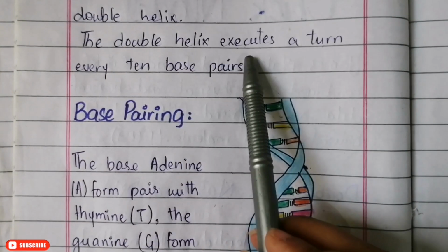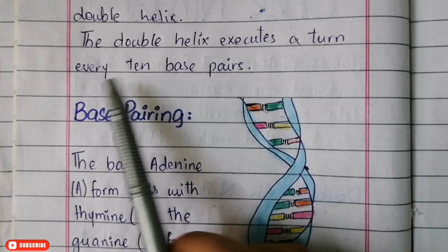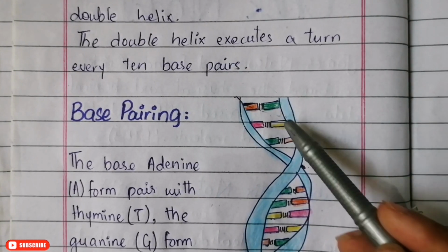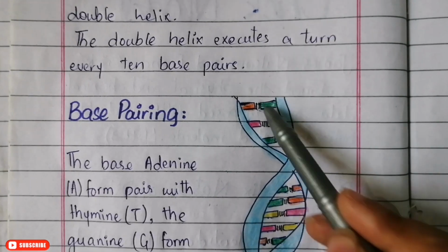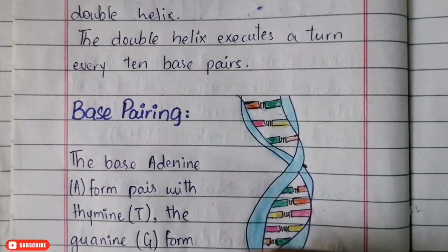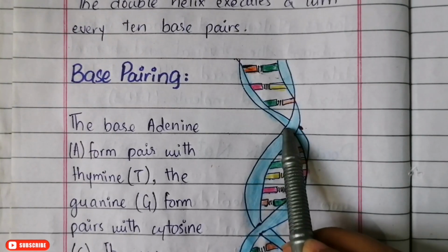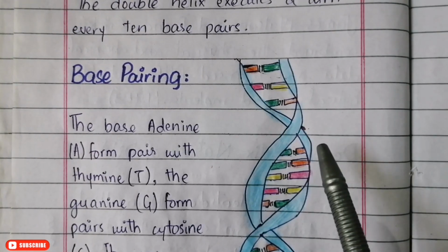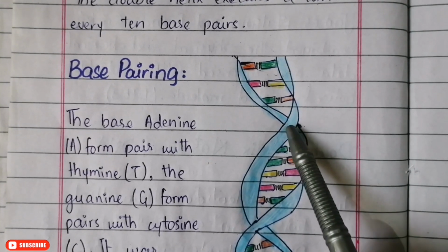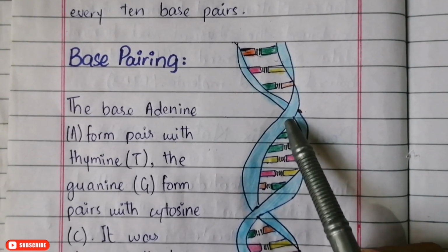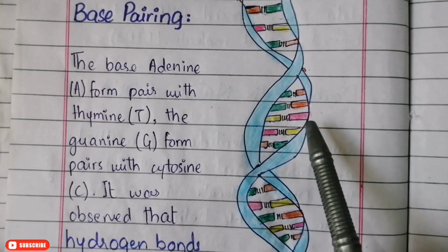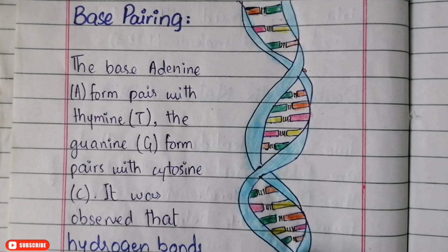The double helix makes one turn every 10 base pairs. So basically after every 10 base pairs, like 1 base pair, 2 base pairs, 3 base pairs, there is a turn in the double helix. This is a very interesting fact: after how many base pairs there is a turn, or a twist, in the structure of the DNA strand. So after every 10 base pairs there is a turn, and the double helix strands twist around each other.